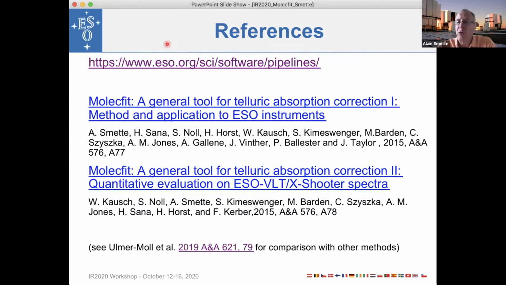I will not talk about other tools such as Tapas or Telfit, but I encourage you to look into the paper by Smette et al., who compare Molecfit and these tools in terms of performances.